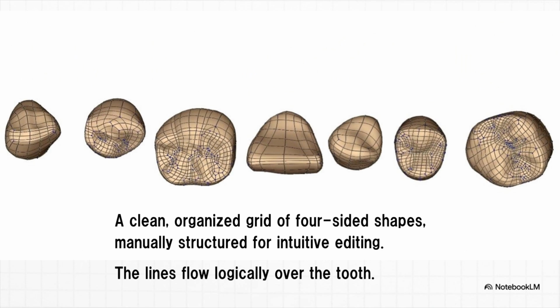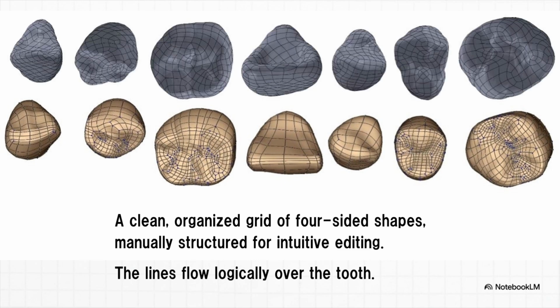But now, look at this. This is what we're calling the artist's grid. Instead of that chaotic web, we have this clean, organized grid of four-sided shapes, or quads. See how the lines flow so logically over the shape of the tooth? This structure isn't random. It's designed by a human for a human. It's literally built for editing.